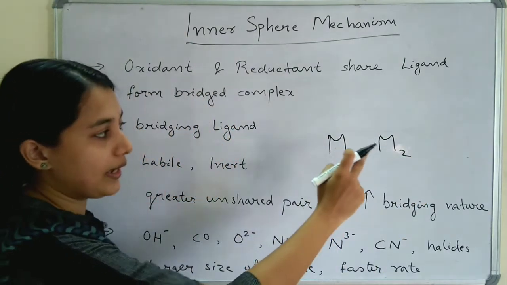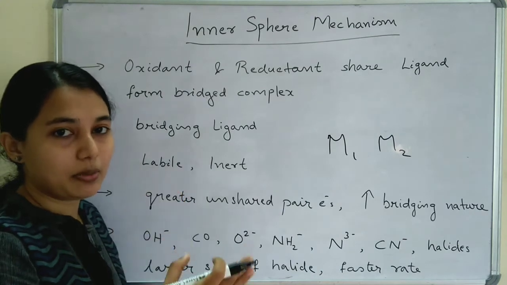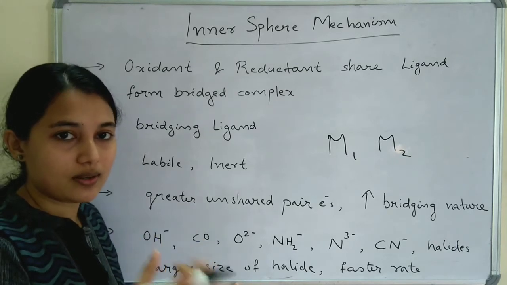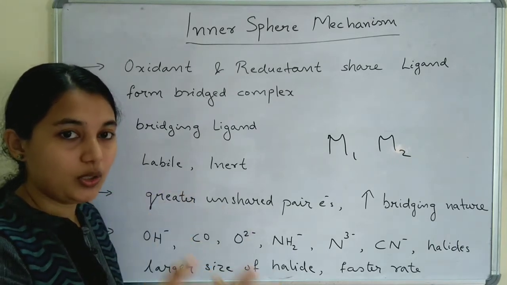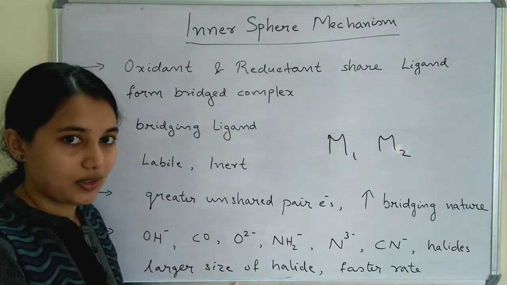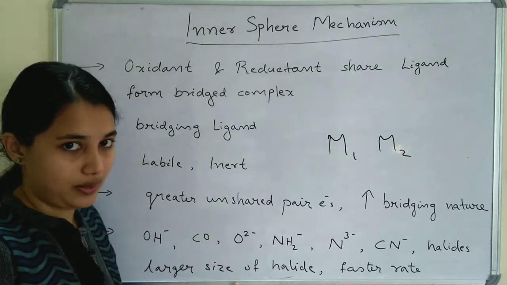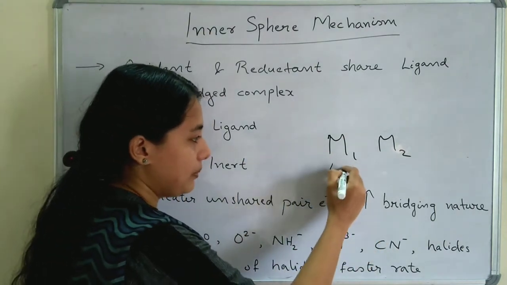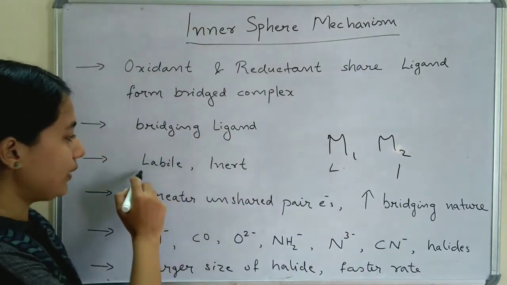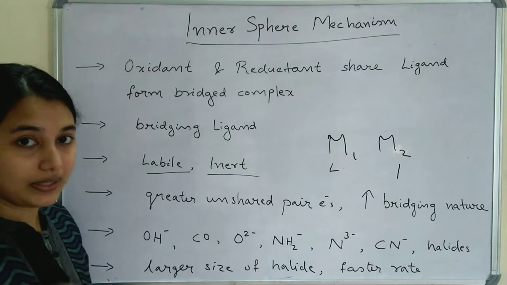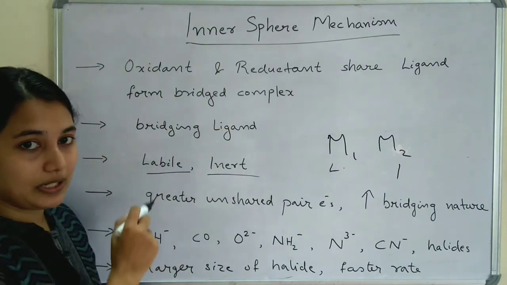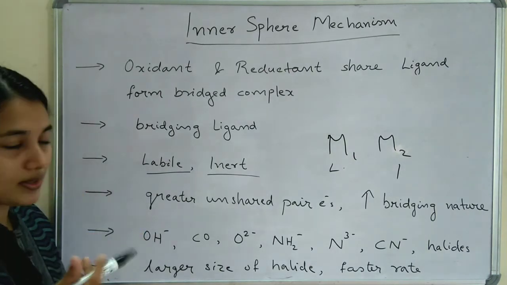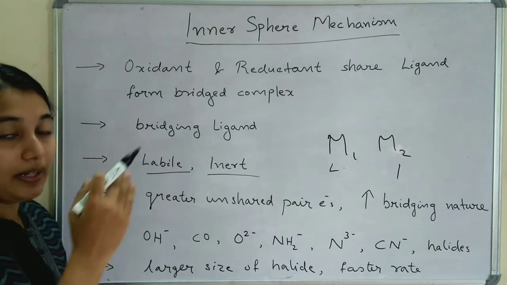In outer sphere mechanism, what should M1 and M2 be: labile or inert? For the factors favoring outer sphere mechanism, whether high spin or low spin, inert complexes are more preferred, and both should be the same. But in inner sphere mechanism, one complex will be labile and the other will be inert. Usually the reductant will be labile and the oxidant will be the inert one. So in inner sphere mechanism, the main factor is that one complex is labile and the other is inert.